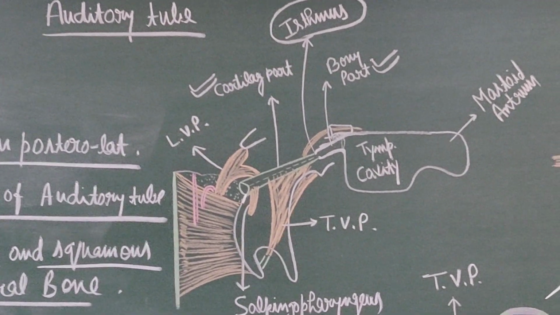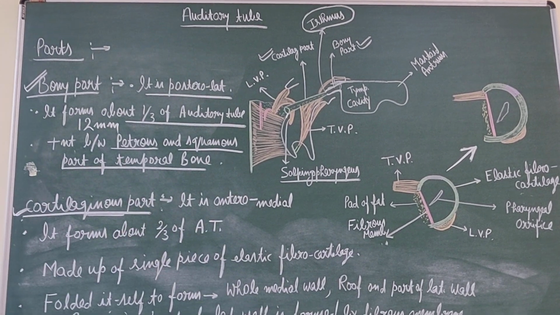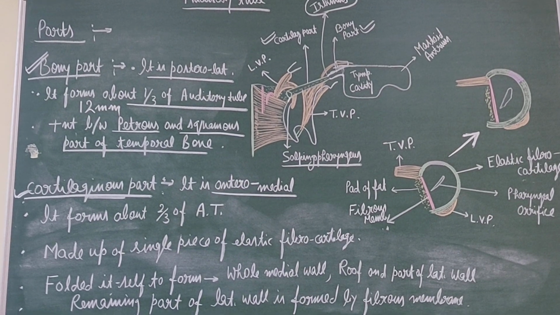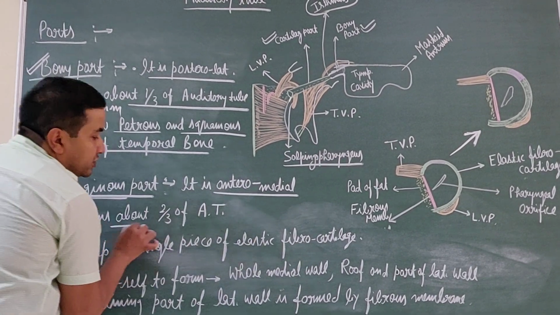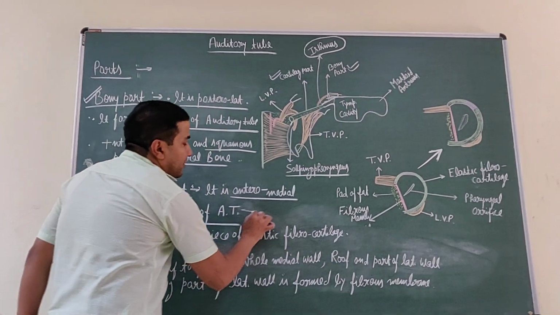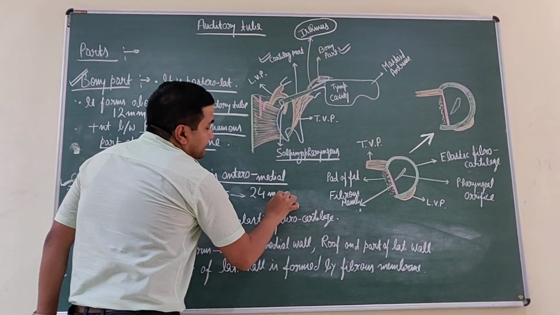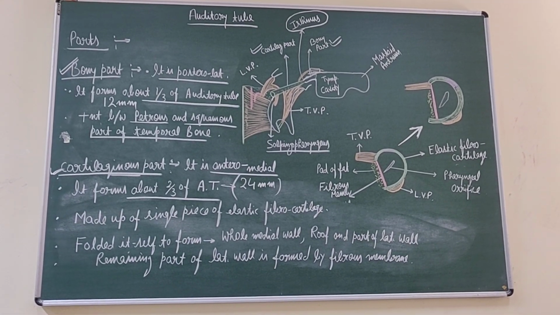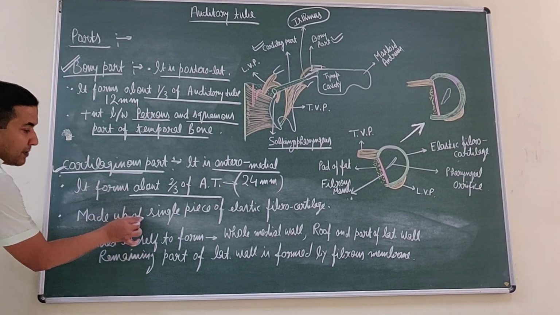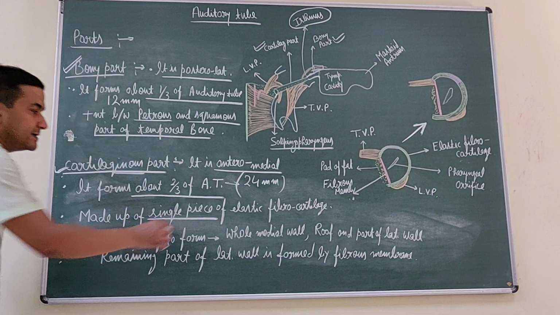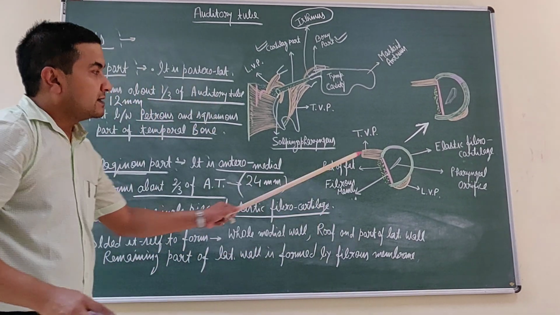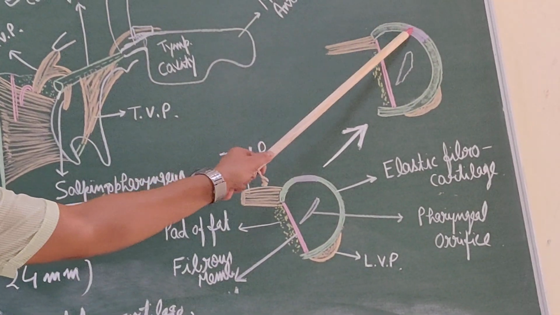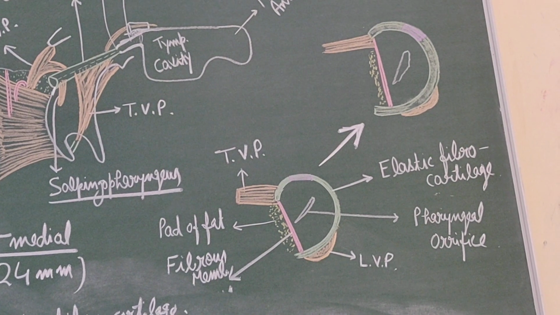Now this cartilaginous part is the anteromedial part, and it forms about 2/3 of the auditory tube. Means it forms about 24 mm of the auditory tube. This cartilaginous part is made up of a single piece of elastic fibrocartilage. This green structure is the single elastic fibrocartilage in this diagram.